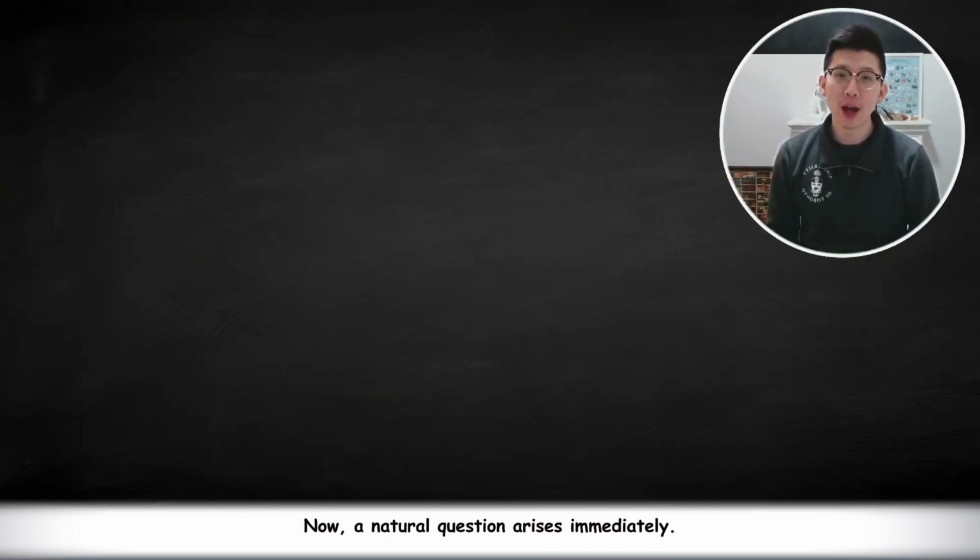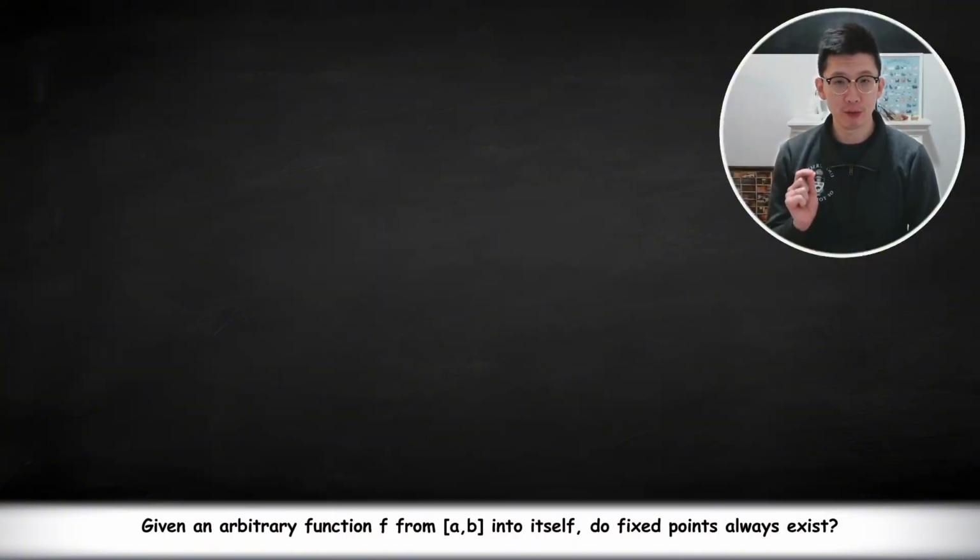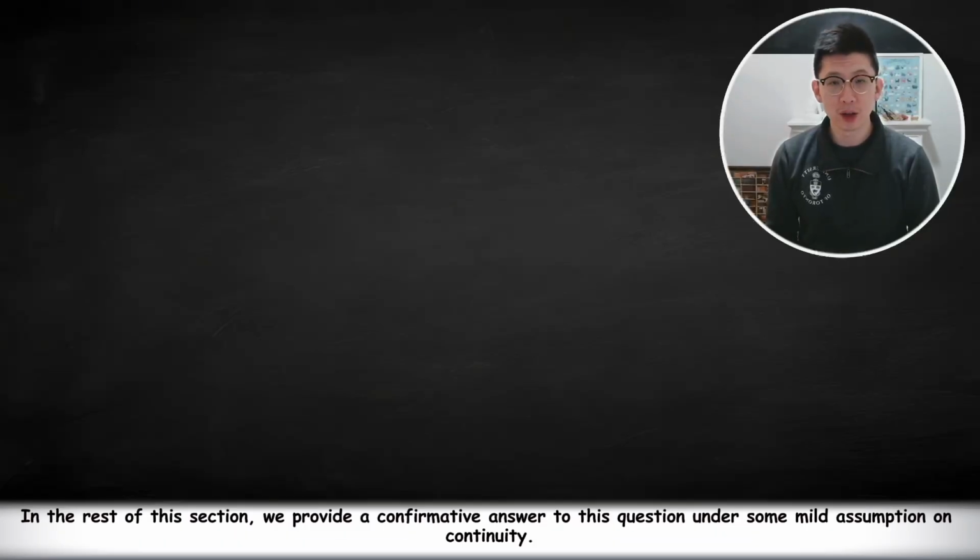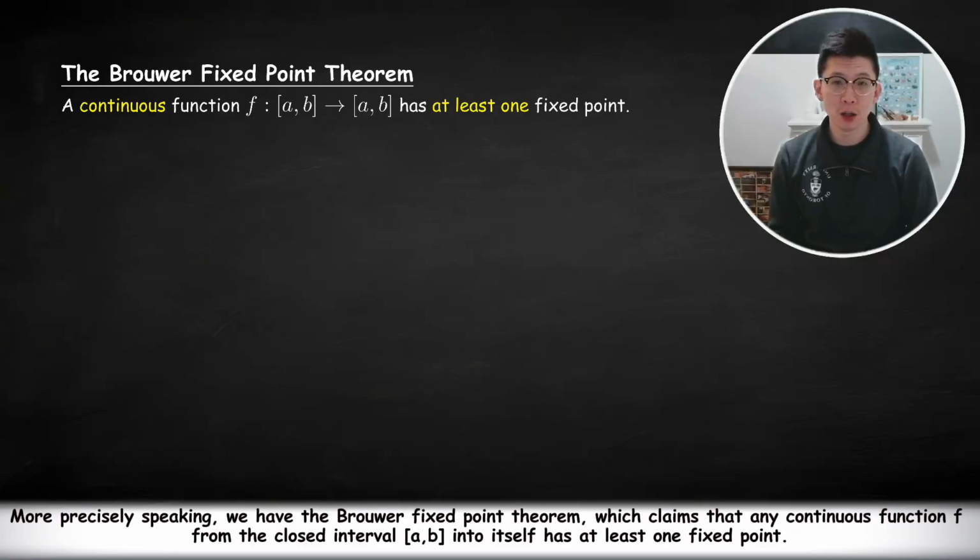Now, a natural question arises immediately. Given an arbitrary function f from [a, b] into itself, do fixed points always exist? In the rest of this section, we provide a confirmative answer to this question under some mild assumption on continuity. More precisely speaking, we have the Brouwer fixed point theorem, which claims that any continuous function f from the closed interval [a, b] into itself has at least one fixed point.